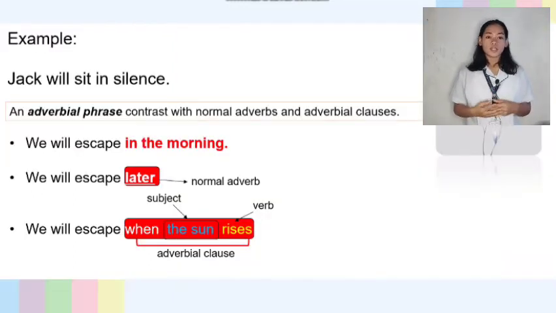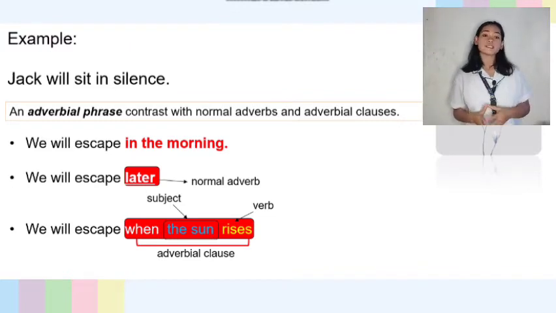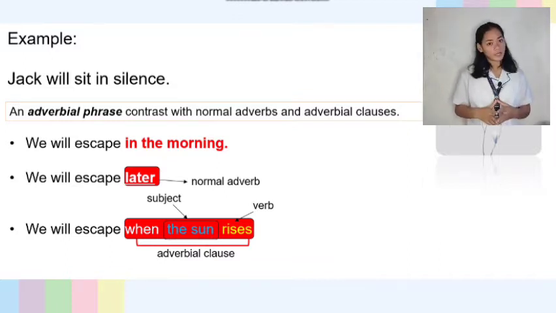For example, Jack will sit in silence. The adverbial phrase here is in silence because it modifies the word sit, and it gives us information how will Jack sit. Jack will sit in silence. An adverbial phrase is a group of words without having the subject-verb combination that works as an adverb in a sentence. Example, we will escape in the morning. In the morning is the adverb phrase here in the sentence because it gives us information when will they escape. We will escape in the morning.